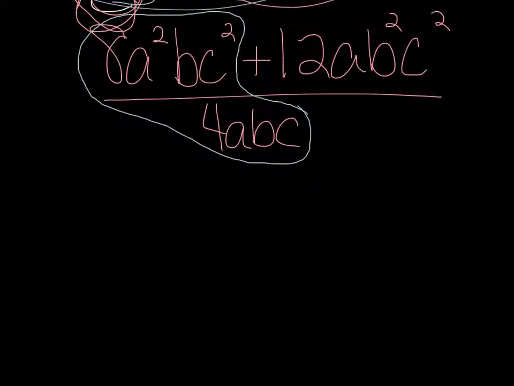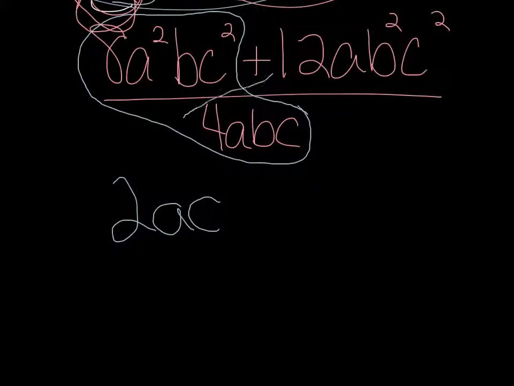And whenever you divide that first term by your denominator, you get 2. You have a squared over a, which leaves you with an a. You have b over b, so the b's cancel out. Then you have c squared over c, which leaves you with a c.